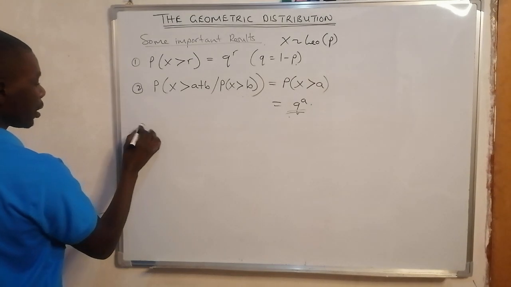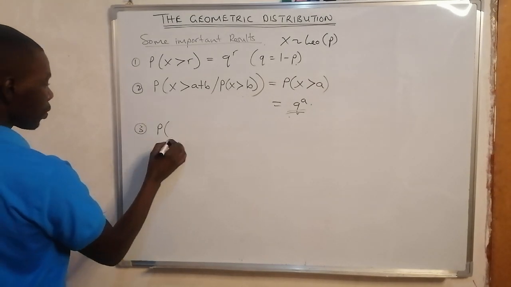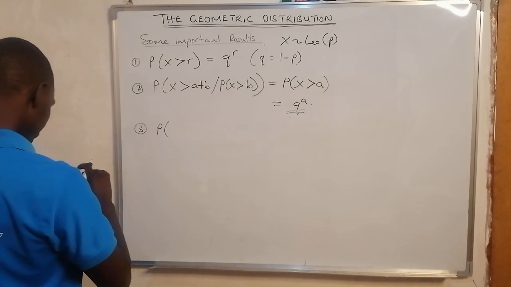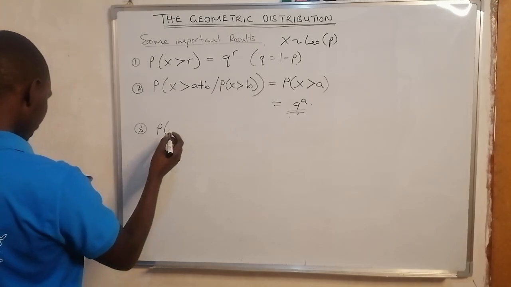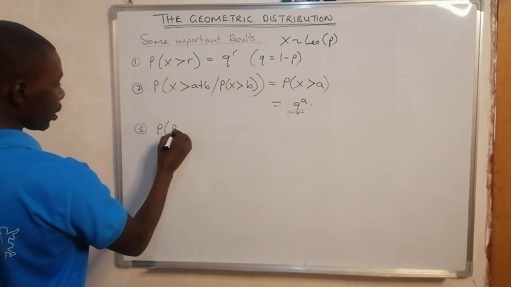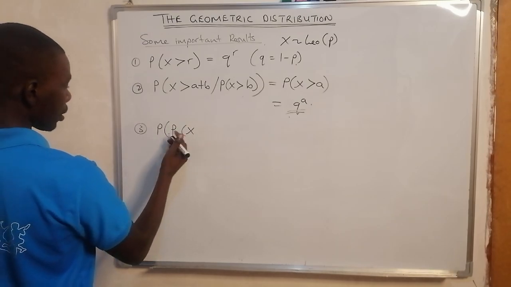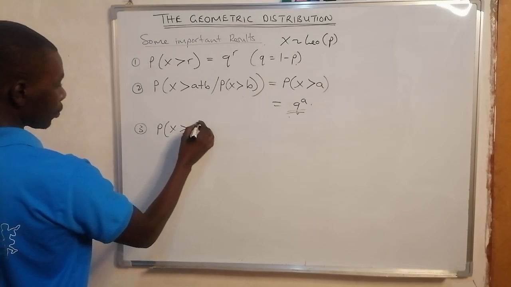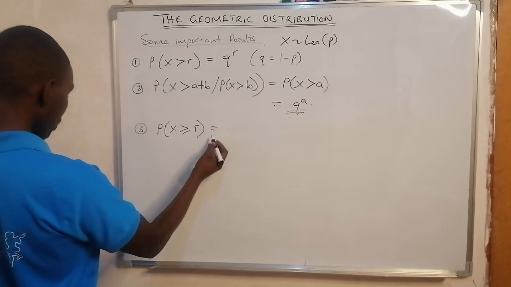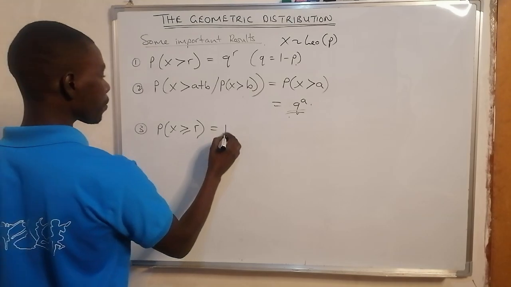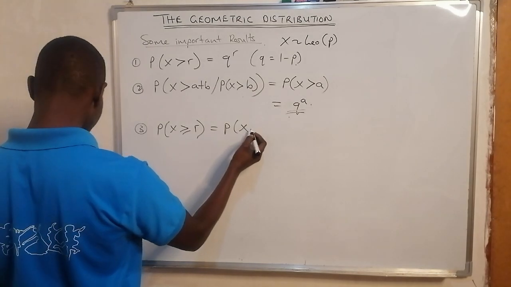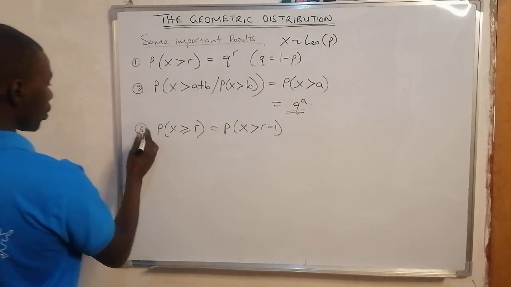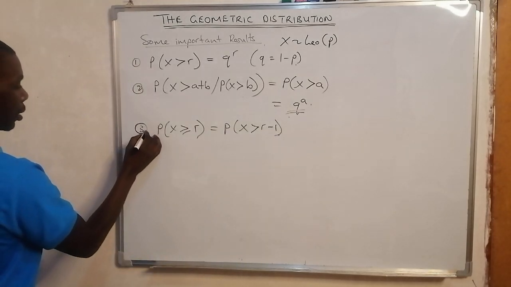So number three, we have P of x is greater than or equal to r. This will be the same as P of x is greater than r minus 1. That will be our result number 3.